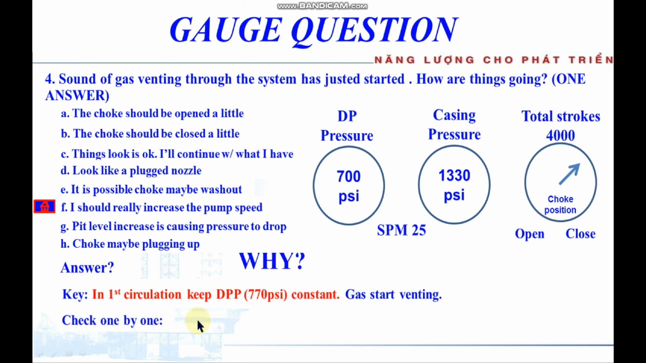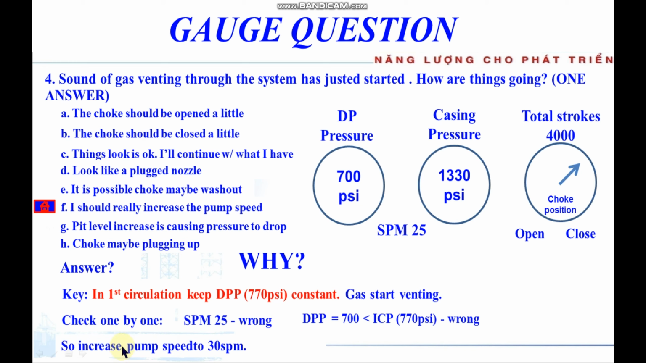Check one by one. RPM 25. Something wrong: your drill pipe pressure 700 is less than the ICP. Something wrong as well. So I think increase pump speed to 30 strokes per minute. Fine. It sounds like the low guard is out and you will report the pit level indicator.